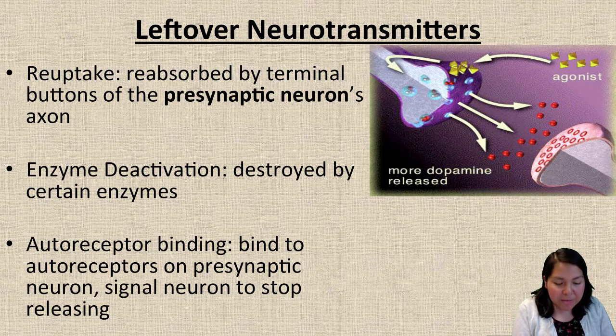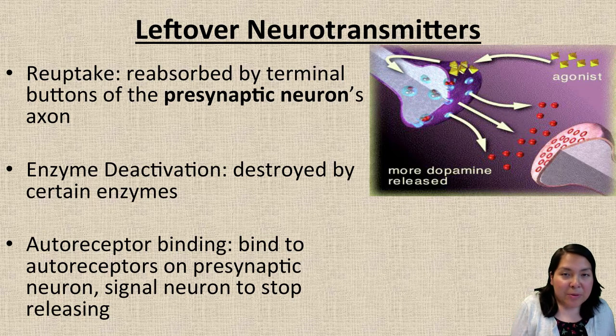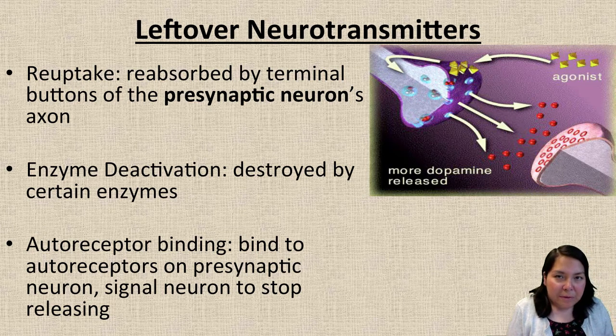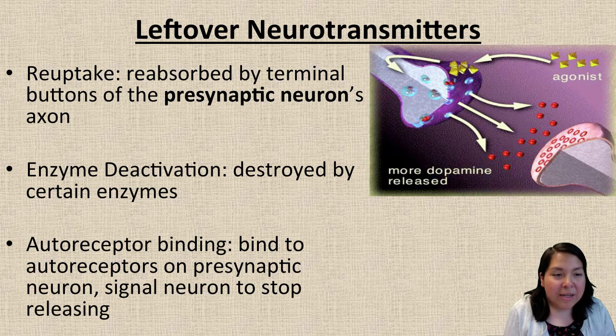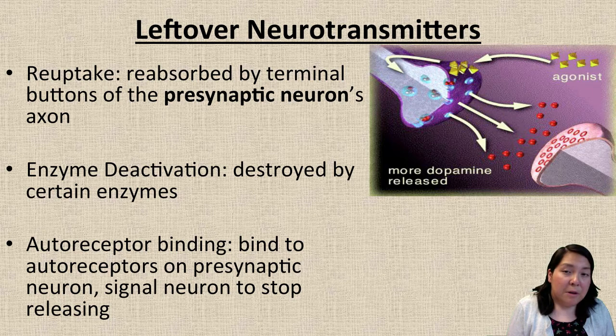When we talk about these three actions, the first one is reuptake. Reuptake by the first, or original, neuron that had sent those chemical messages essentially takes back up any of those leftover neurotransmitters. The second one is enzyme deactivation. There are certain enzymes hanging around in the synapse, and they deactivate by destroying those neurotransmitters that are left over.